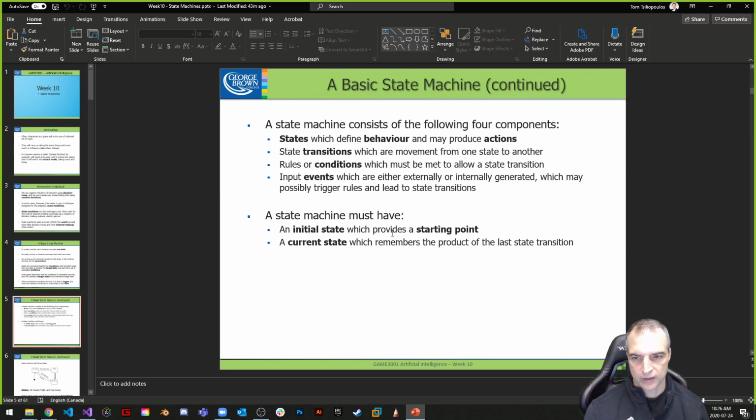And then the other thing is that a state machine also must have some kind of initial state which provides a starting point. Think about this as the entry point into the entire behavior. And we also define a current state, something that the autonomous character is currently doing, some action that they're continuously doing because of the state that they're in. Okay.